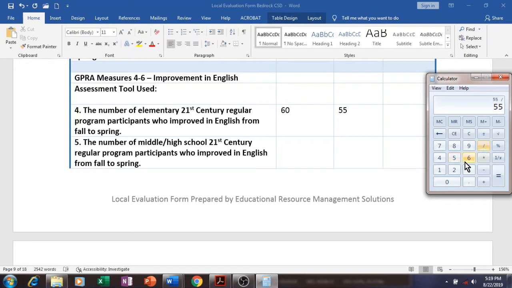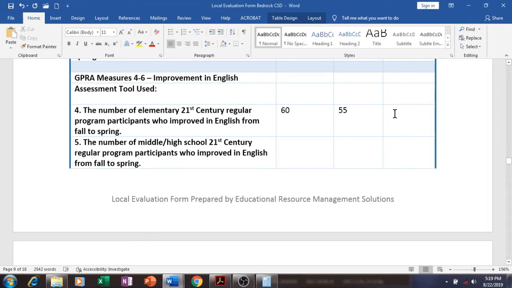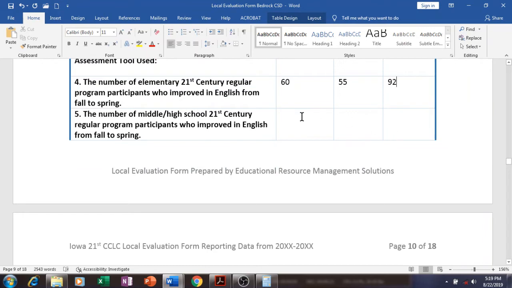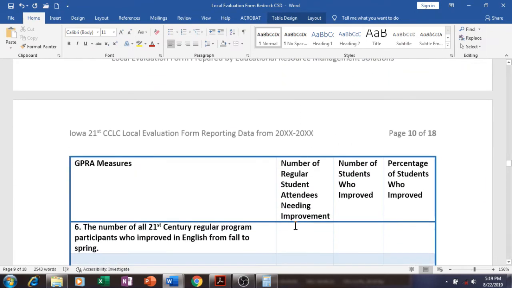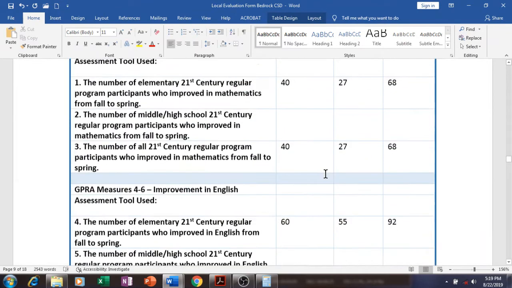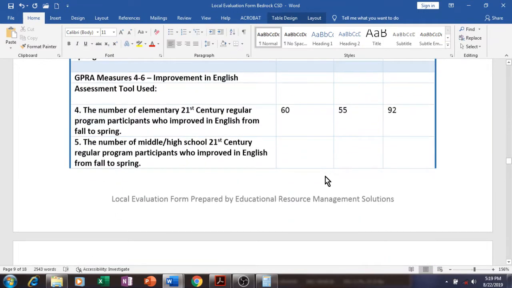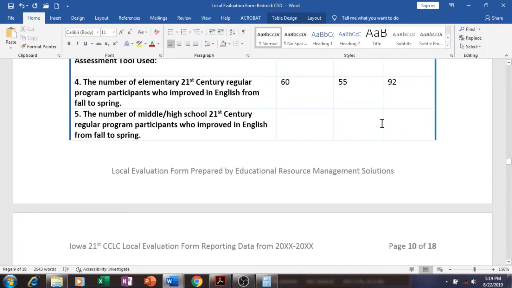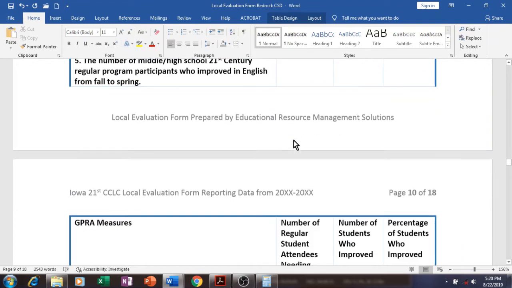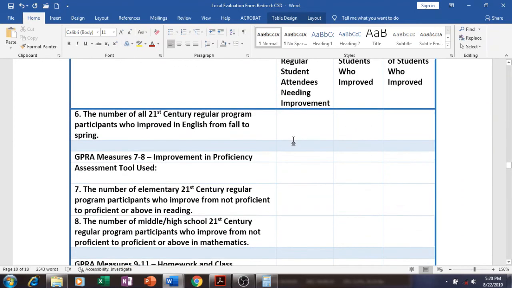55 divided by 60 tells us that it's 91.6. 92% of our students showed improvement. That's very, very good. Then you do your high school, then your total, exactly like we did the math. I don't want to do all of these one after another because I feel like I'm insulting your intelligence if I do that.